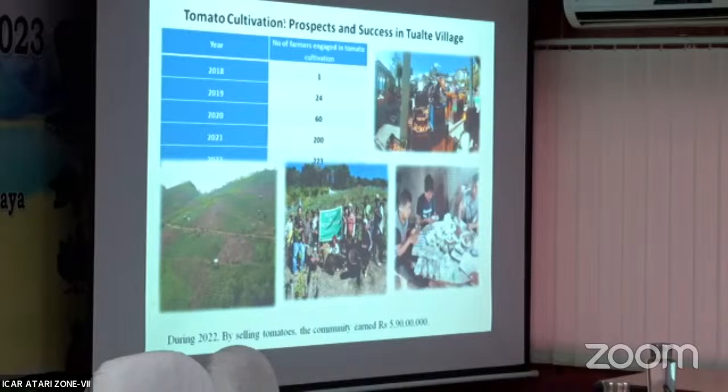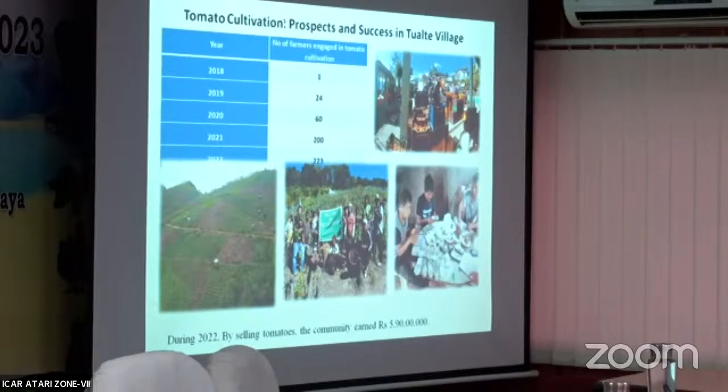village. In 2018, we had introduced the Arka Samrat variety in Tualke, and at that time, only 1 person had cultivated tomato. And at present, as you can see in my slide, in 2022, 223 farmers of this particular village, Tualke, are depending on tomato cultivation alone. And in Tualke, 250 farmers are there. So only the remaining persons, those who are engaged in government service, are not cultivating tomato.